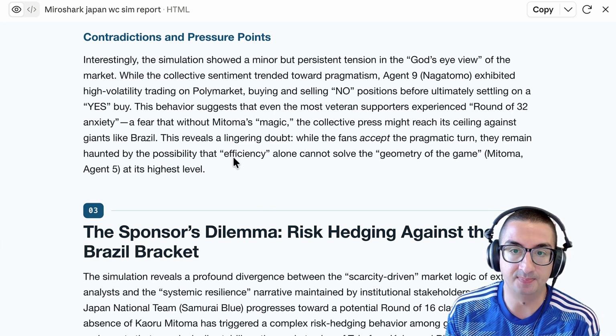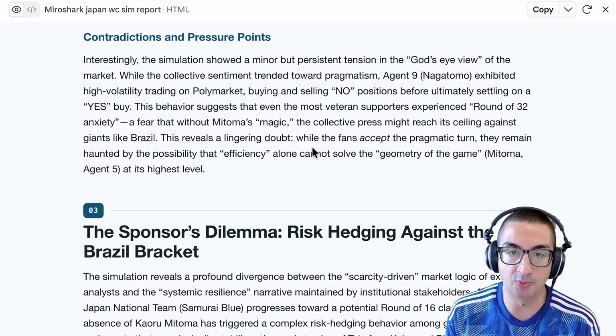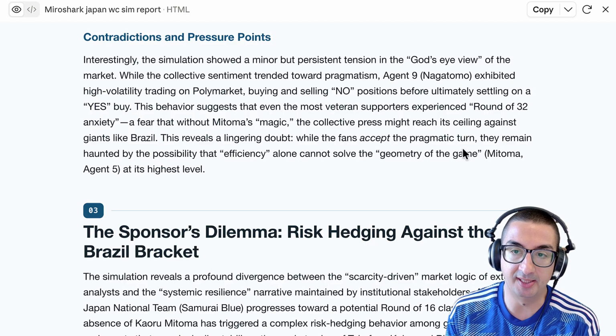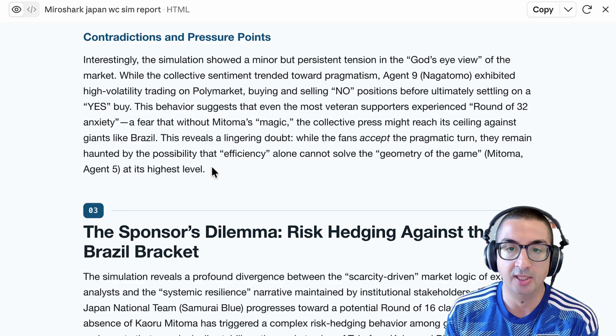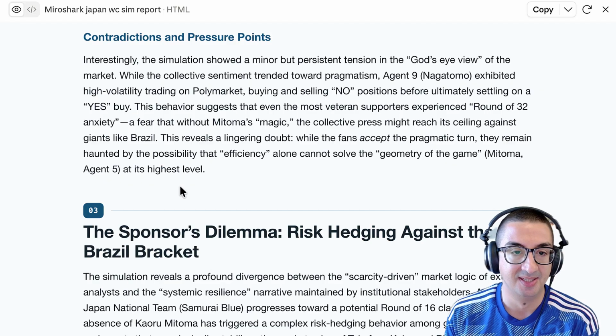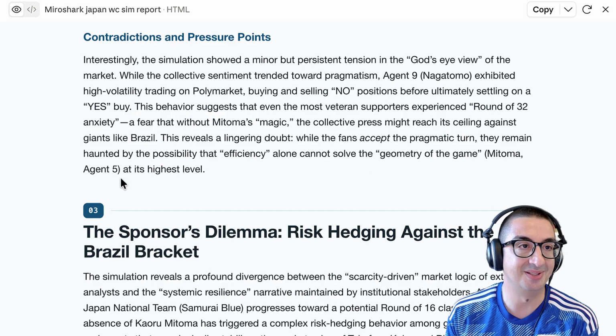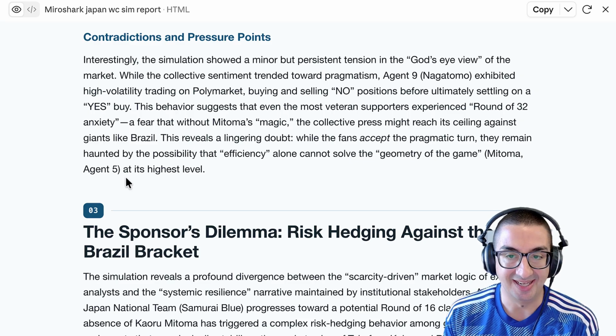So this reveals a lingering doubt. While the fans accept the pragmatic turn, they remain haunted by the possibility that efficiency alone cannot solve the geometry of the game. Mitoma playing as the Agent 5. So also, we have an injured player speaking from the voice of an agent.